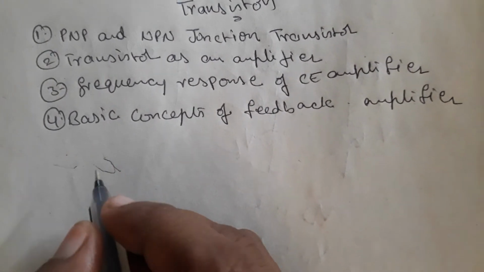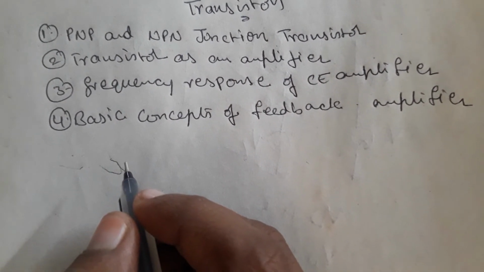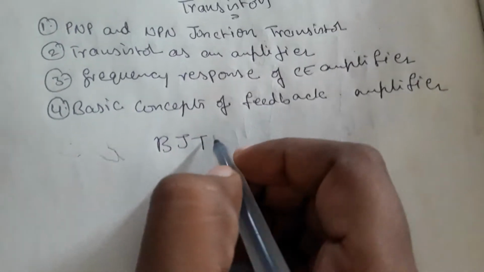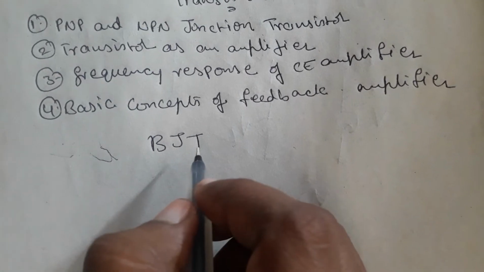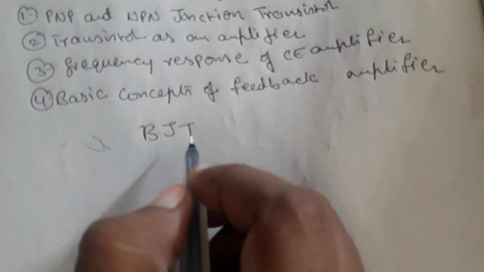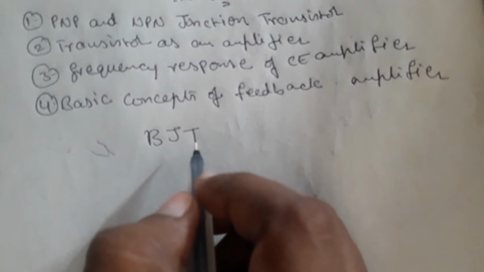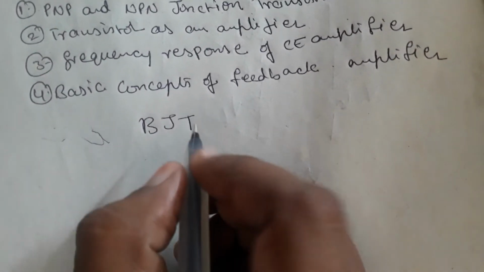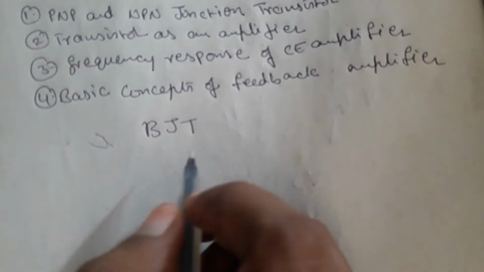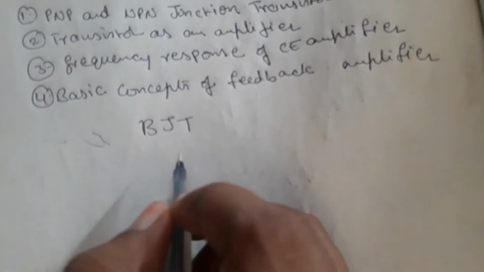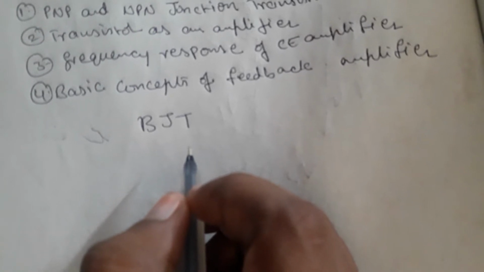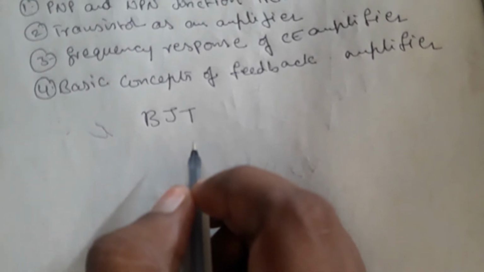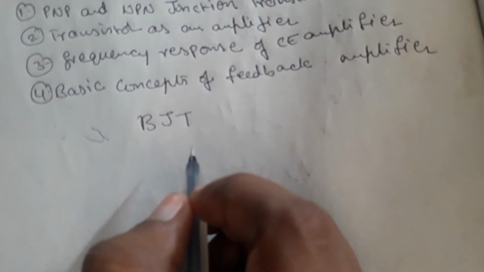Okay, then coming to the transistor, a bipolar junction transistor, BJT. It is a three-terminal semiconductor device in which the operation depends on the interaction of both majority and minority carriers, and hence the name bipolar.